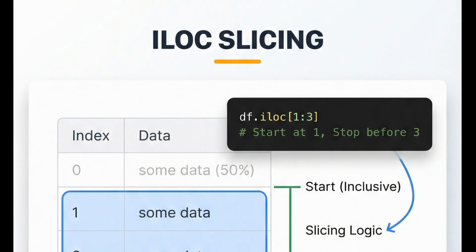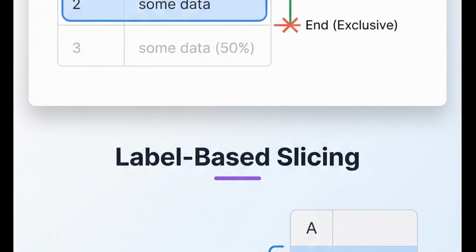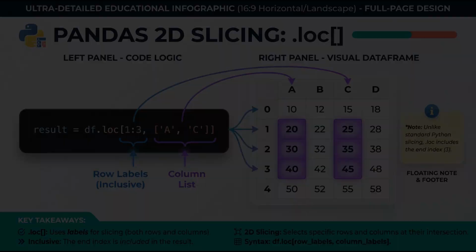Use iloc for integer-based selection. It works like Python lists, zero-based and exclusive at the end for slices. Use it when you know the numerical position of your rows. Use loc for label-based selection. Unlike iloc, loc includes the last element of a slice. It's powerful for custom indices like names or dates. Use loc when you know the row label.